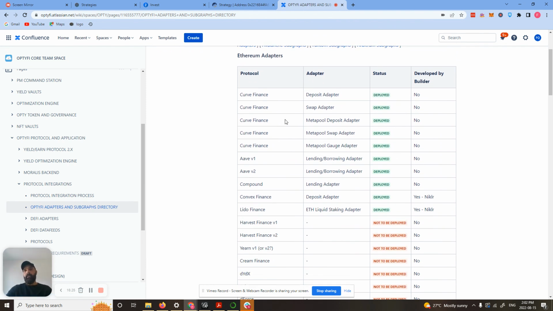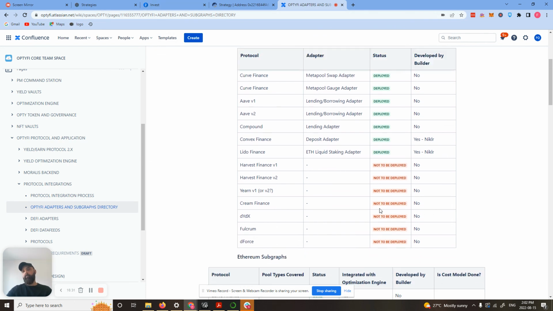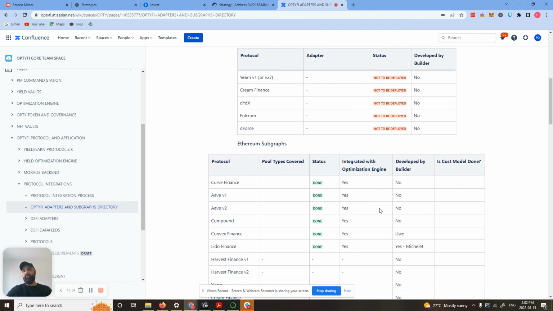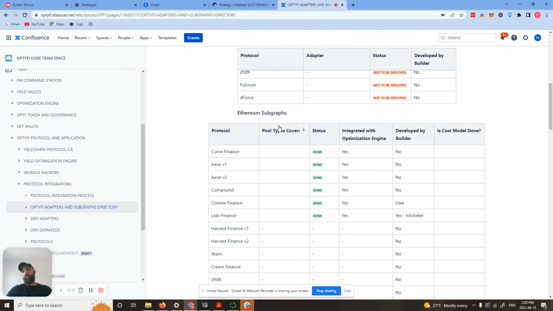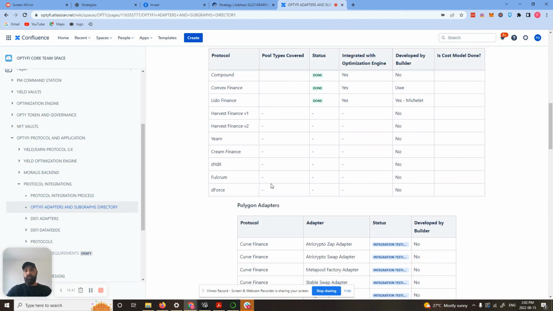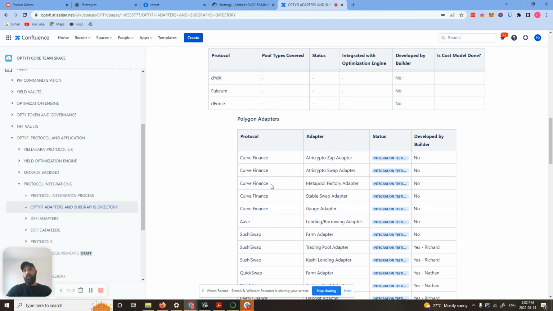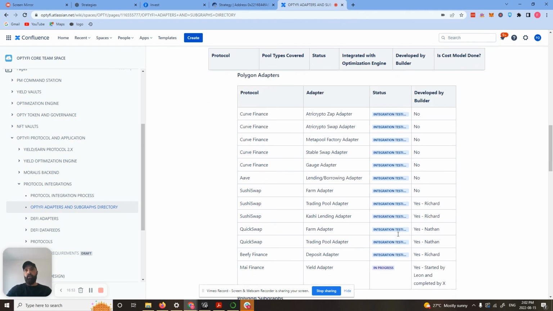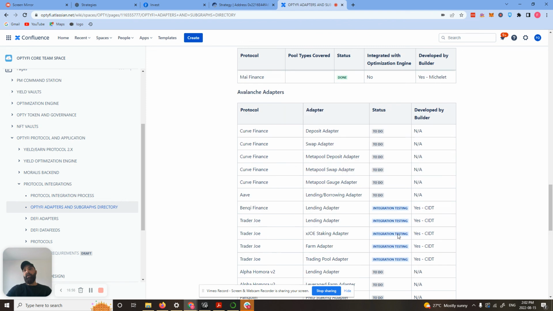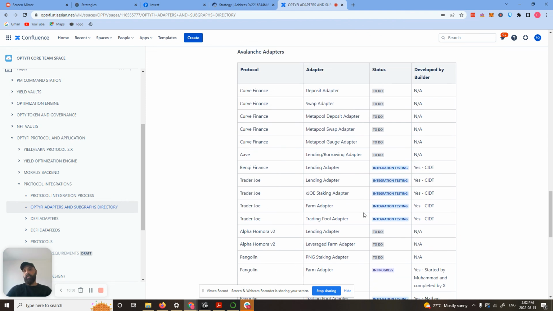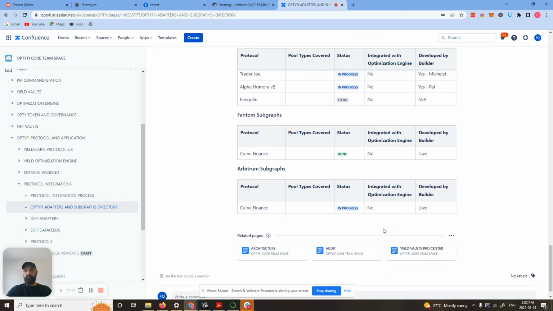These are adapters we've built and deployed. These we have built but are not deploying, though we might in the future for various reasons. These are Ethereum subgraphs. We have millions of events in our data feeds, and we monitor hundreds and hundreds of pools. We've deployed a lot of these on Polygon, et cetera. We have Avalanche adapters that are in integration testing and ready to go. So we've come up with a quite systematic way of continuing to expand this protocol.